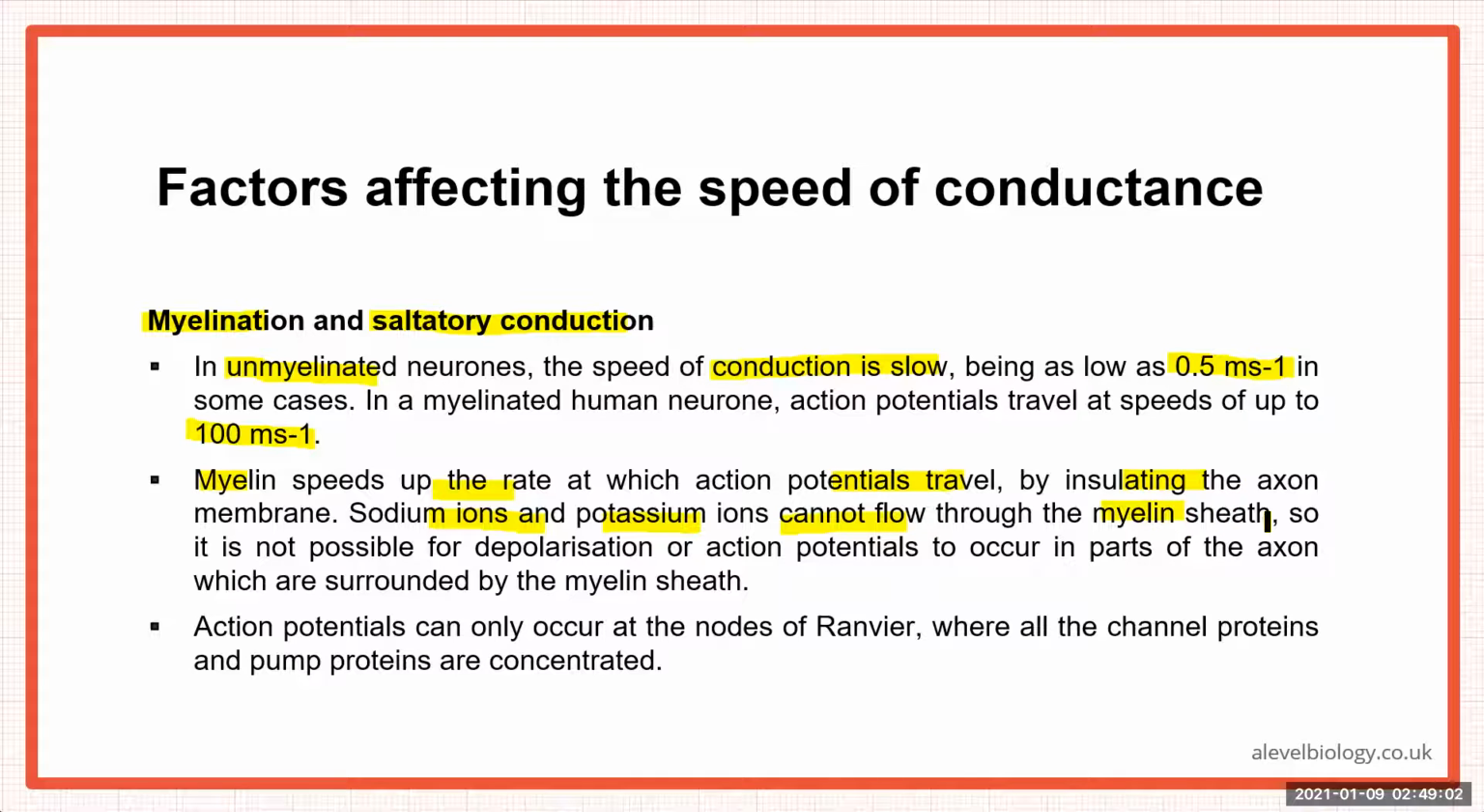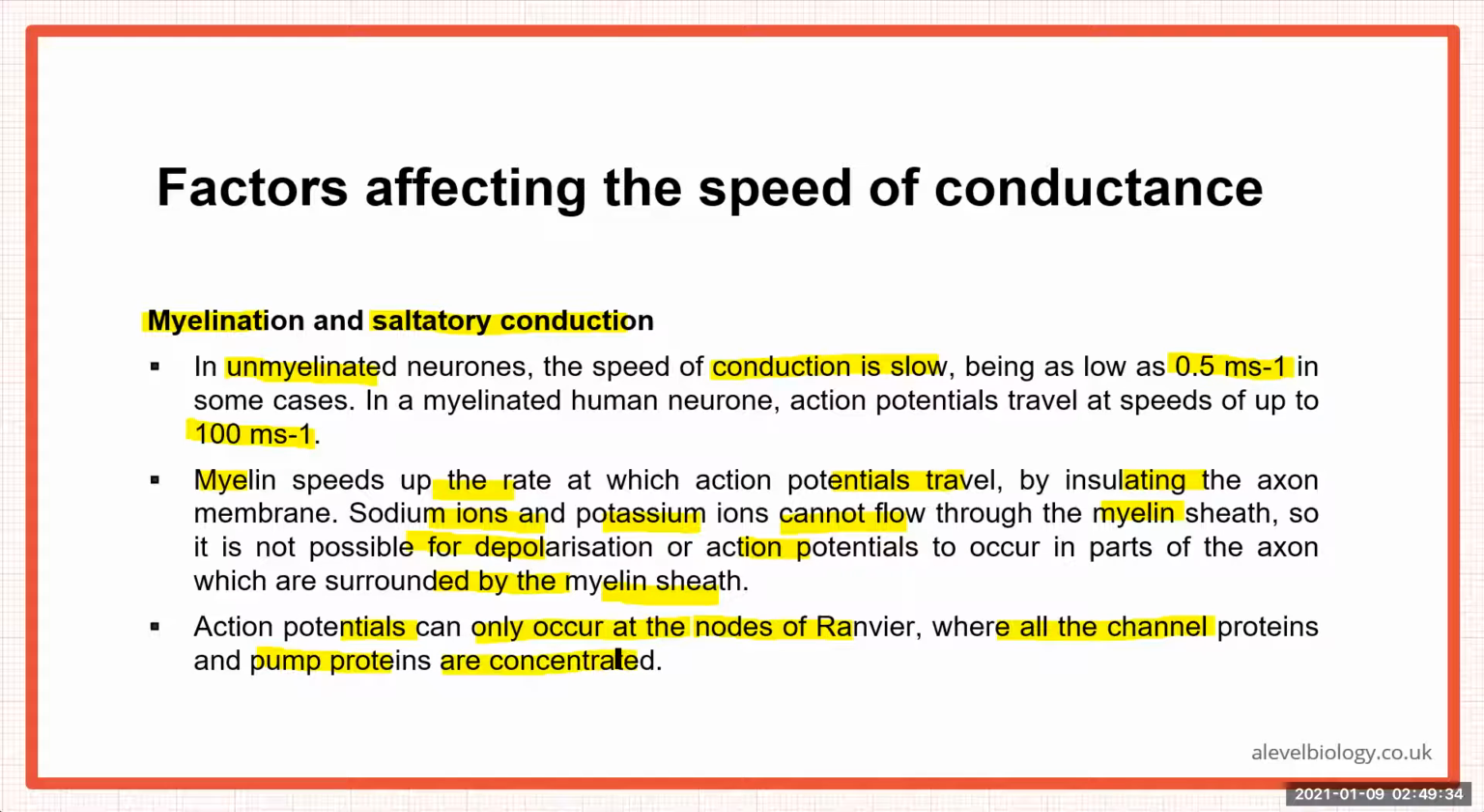For that part, it is not possible for depolarization and action potentials to generate in those parts of the axon which are insulated, because they're surrounded by the myelin sheath. Action potentials are generated around the nodes of Ranvier, the little gaps you see between these myelin sheaths. So action potentials can only occur at these nodes of Ranvier, which is the area where all the channel proteins and pump proteins are concentrated.